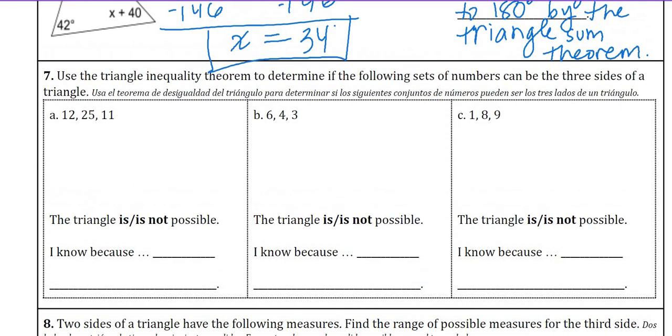Number 7, I am supposed to use the triangle inequality theorem to determine if the following sets of numbers can be the 3 sides of a triangle. Here we go. I want the sum of any 2 sides to be greater than the length of the third side. Okay, I have 12 plus 11, that's 23. This is not greater than 25, so this is not possible.